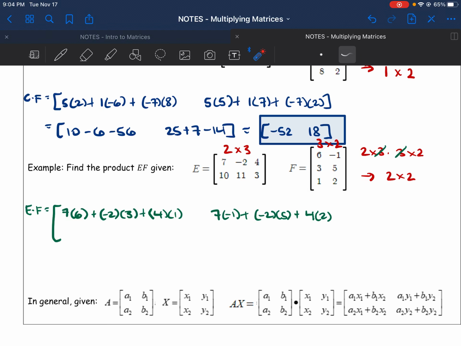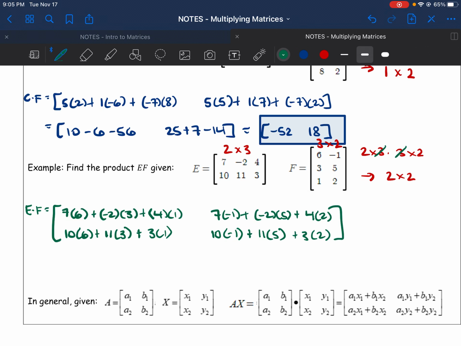Now, moving to our next row, we're going to take all of the second row, 10, 11, 3, multiplied and added with all of the first column, 6, 3, and 1. That's going to get us a 10 times 6 plus 11 times 3 plus 3 times 1. And to finish off the process, everything from the second row with everything from the second column, that's going to give us 10 times negative 1 plus 11 times 5 plus 3 times 2.